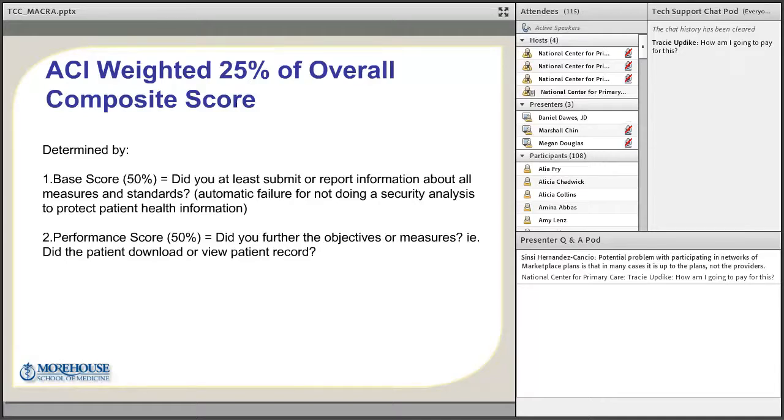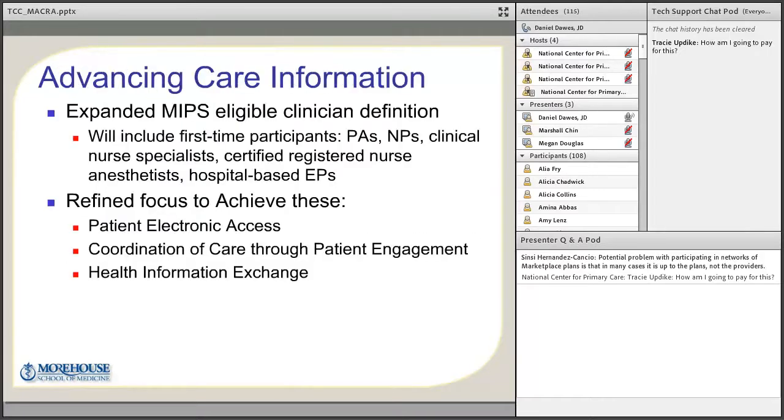So the base score is really looking at, did you at least submit or report information about all the measures and standards? And there is this requirement that if you fail to do a security analysis to protect health information, you automatically fail, and you will get 0 points for that aspect. For the performance score, this is where now they're looking at how did you further the objectives or measures. For instance, did the patient download or view their health record? And here it's interesting because the refined focus for the performance score looks at patient electronic access, coordination of care through patient engagement, and of course health information exchange. How are you utilizing that?